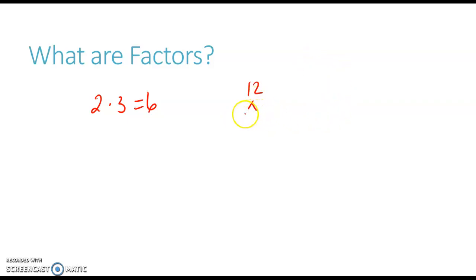So like 12, we could go with 3 and 4 being factors. And then 4 has the factors of 2 and 2. And so then the prime factors of 12 are 2, 2, and 3. And so we would say that 2 squared times 3 is the complete factorization of 12.